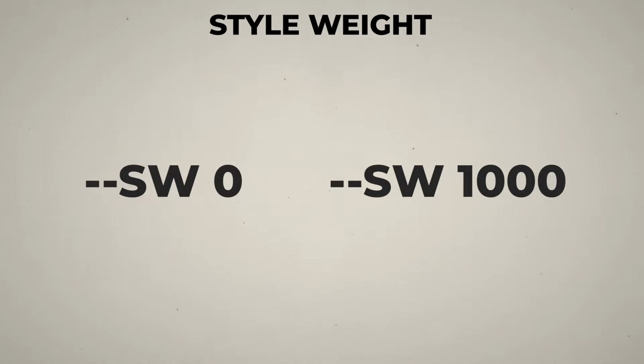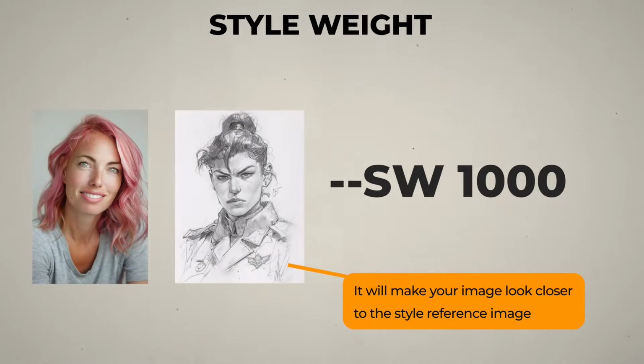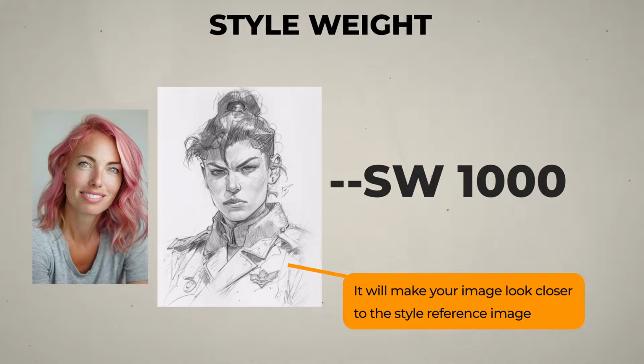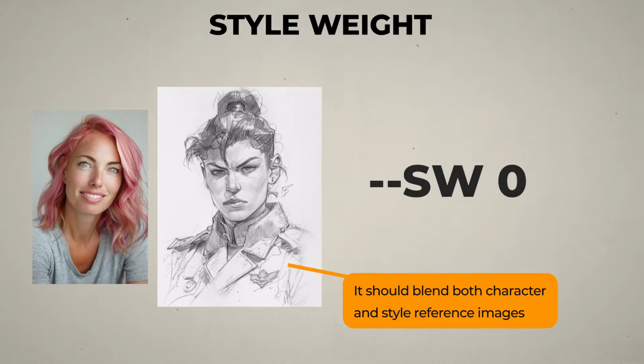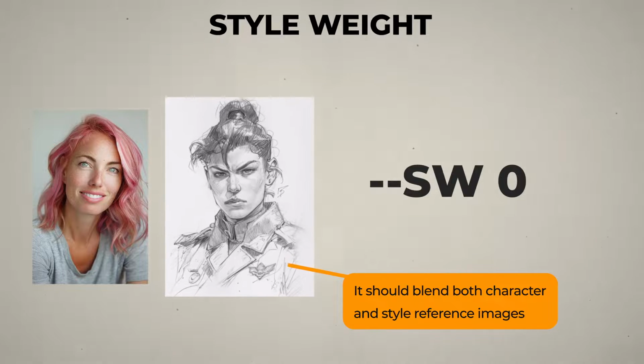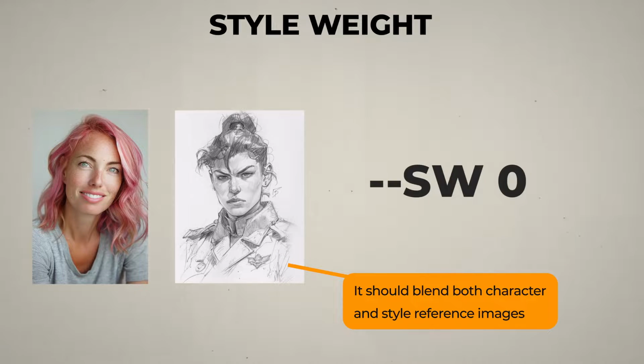And whenever you add in style reference, you have the style weight, which kind of works like the character weight we talked about earlier. So style weight goes from 0 to 1000. With style weight set at 1000, it means it will make your image look more like the style reference. Where the lower the style weight number, it should kind of blend in the original character image with the style reference. So I'll try images with a style weight of 0, 250, 500, 750, and 1000.